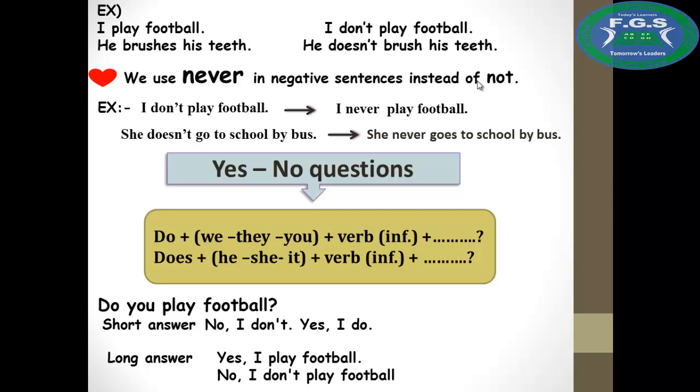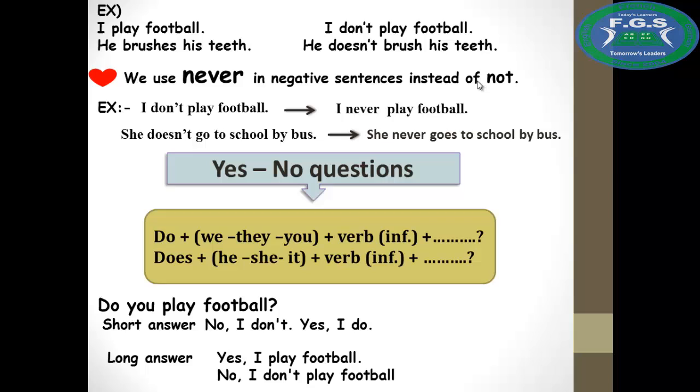Again, we use never in negative sentences instead of not. For example, I don't play football. When we use never, it will be I never play football. For singular, she doesn't go to school by bus. When we use never, it will be she never goes to school by bus.